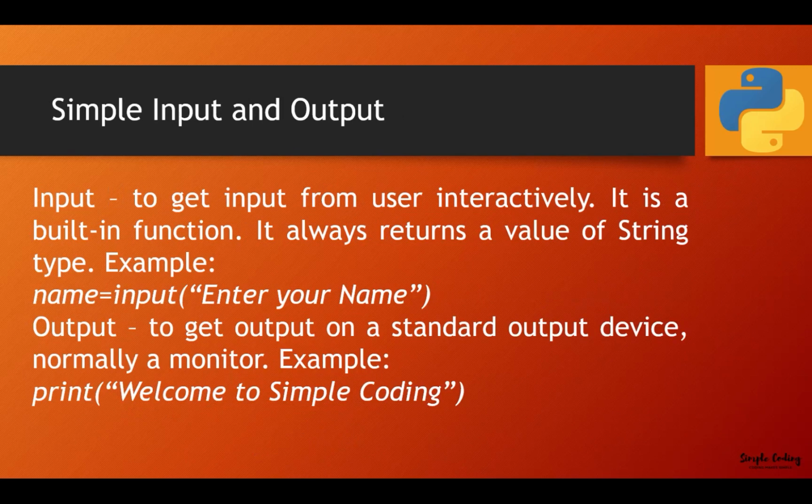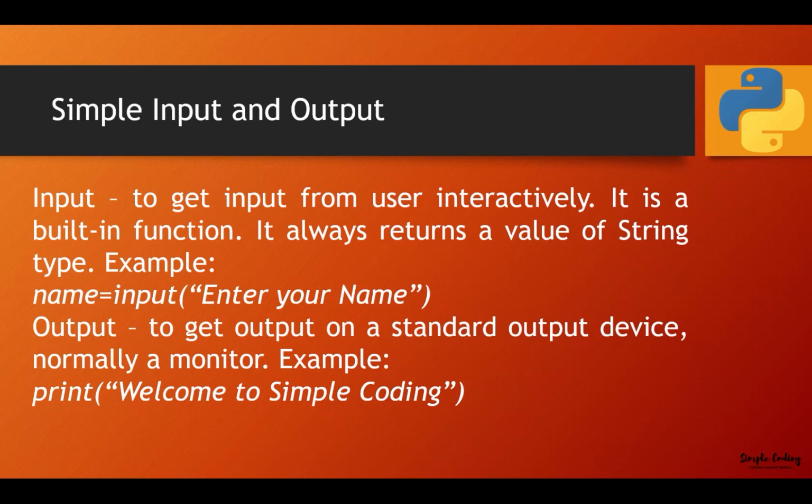Next, simple input and output. Input is to get input from the user interactively. It is a built-in function. It always returns a value of string type. For example, name = input("Enter your name"). So it will take your name as input and store it in a variable named name.